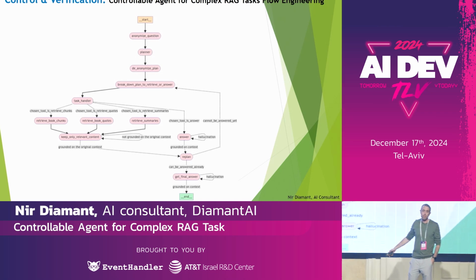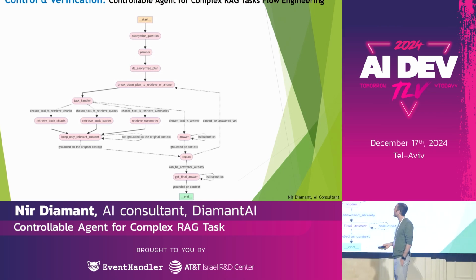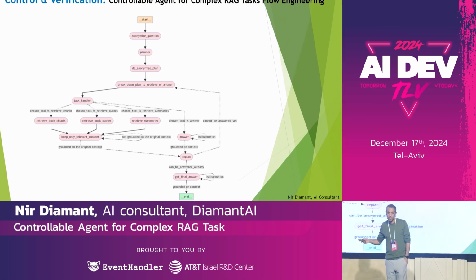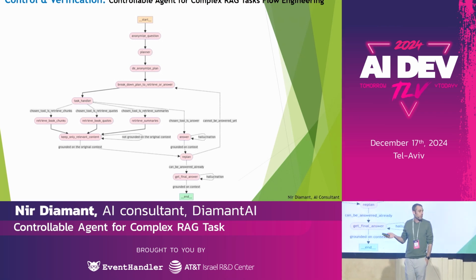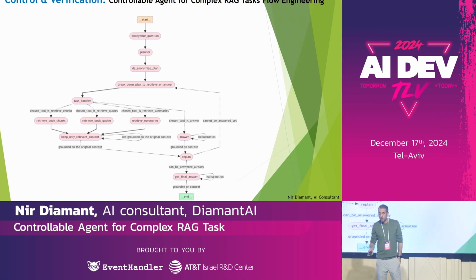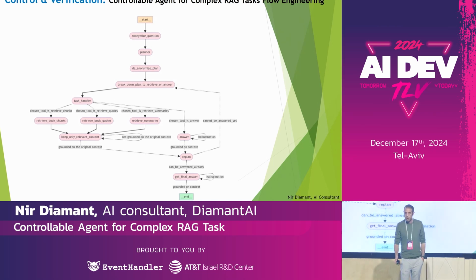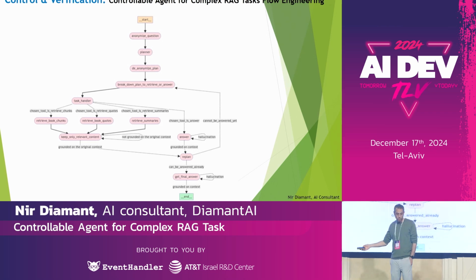So this might be a bit overwhelming. This is the whole solution, so stick with me, I'm going to go over it quickly. First, we start with our query. We want to anonymize the question. We want to build a plan. We want to de-anonymize the plan. And then we want to break down the plan to either retrieve or answer tools.